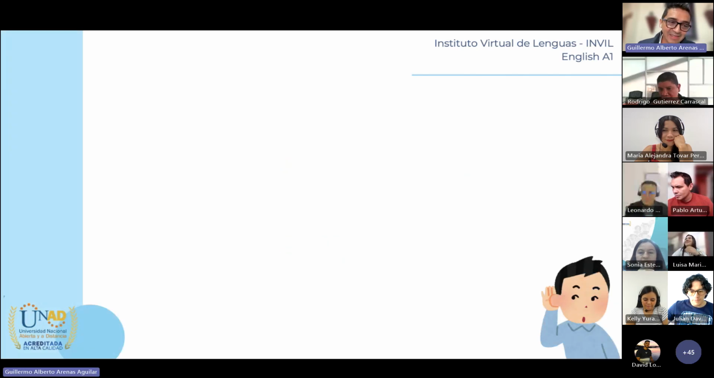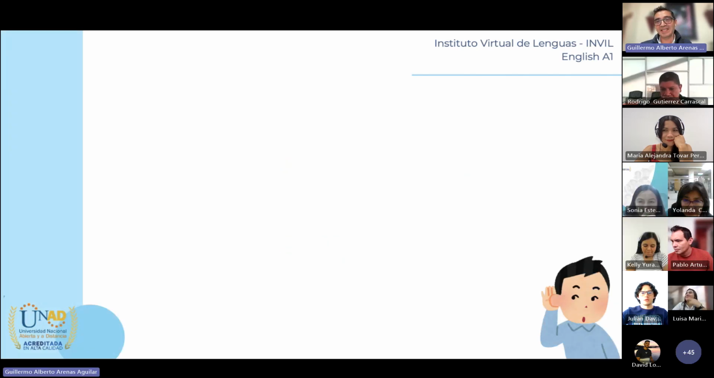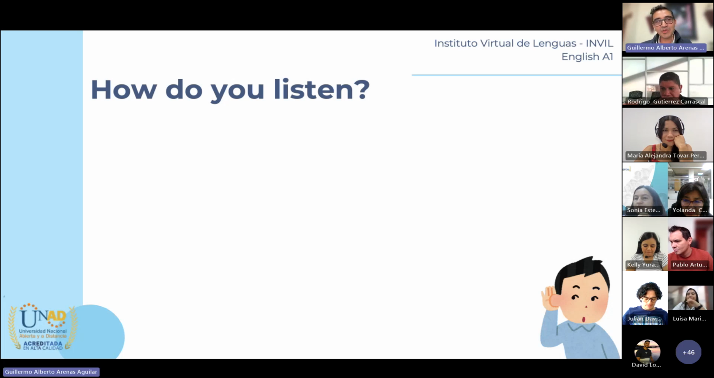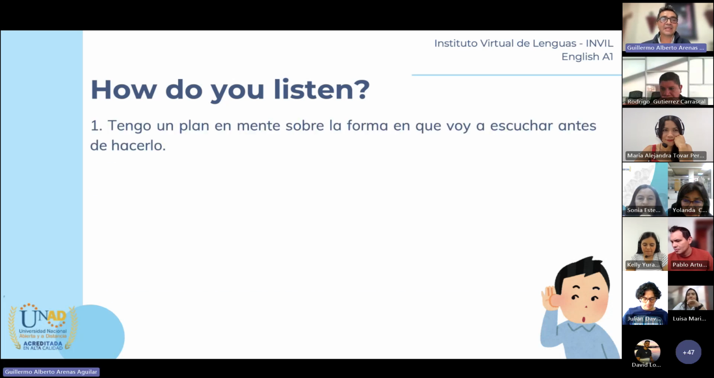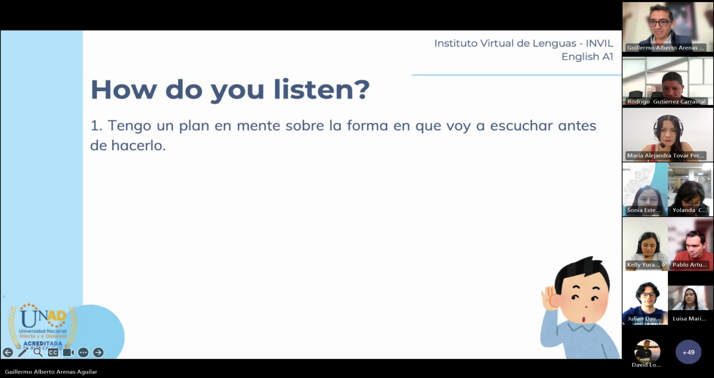Okay, in order to fix that a little bit, we're gonna give them some ideas. So how do you listen? These are some of the strategies that researchers have come up with. Okay, these are some ideas that come from metacognitive strategies, from experts that have studied this topic for many years. So they come up with these sorts of strategies.